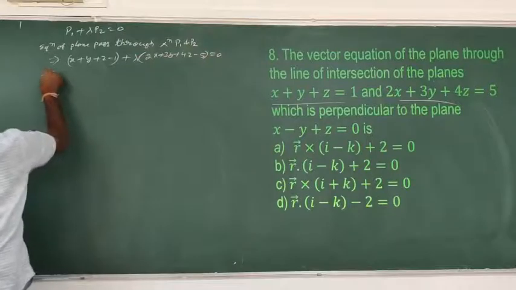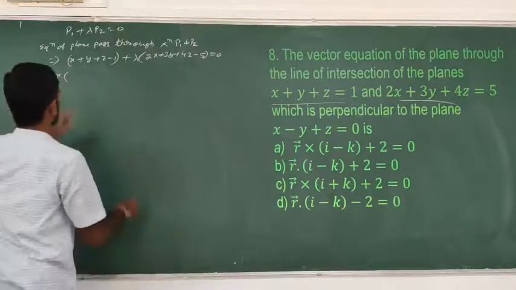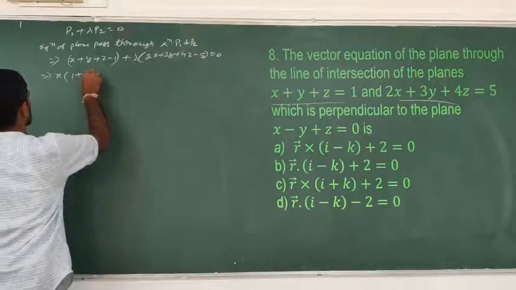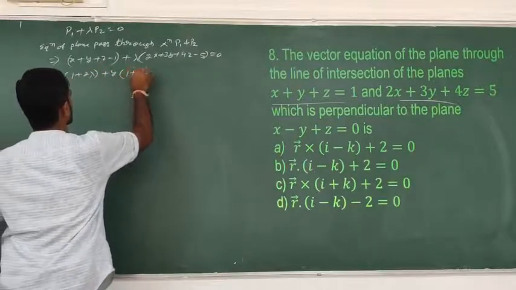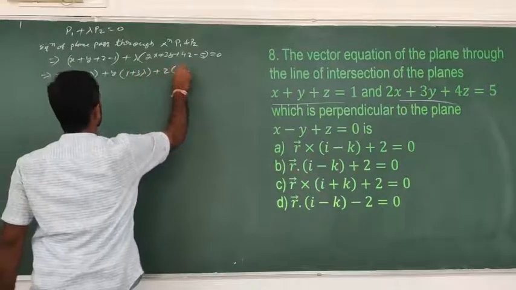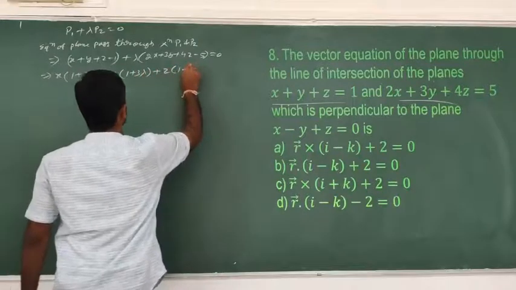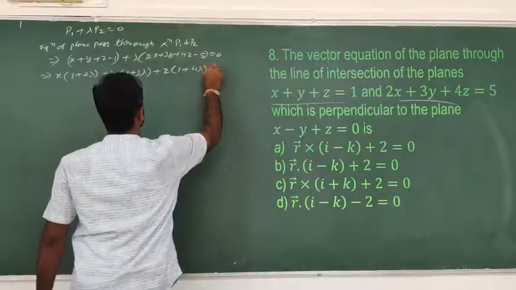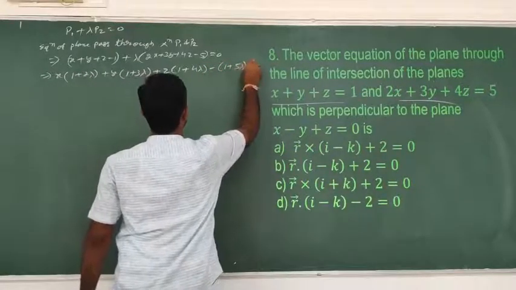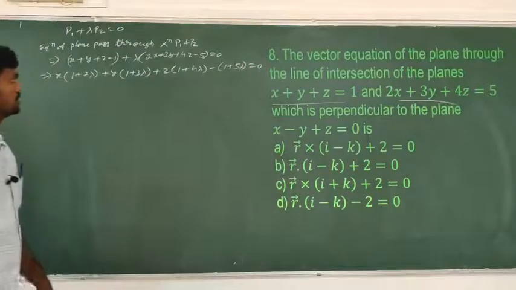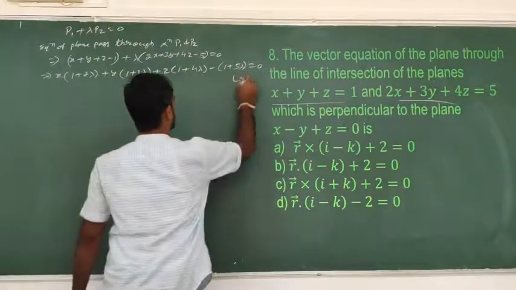So this implies that if we take x as common, we get 1 plus 2 lambda, plus if we take y as common, we get 1 plus 3 lambda, plus if we take z as common, remaining is 1 plus 4 lambda. If we take minus as common, remaining is 1 plus 5 lambda is equal to 0. So this is the equation of a plane, the required equation of a plane.